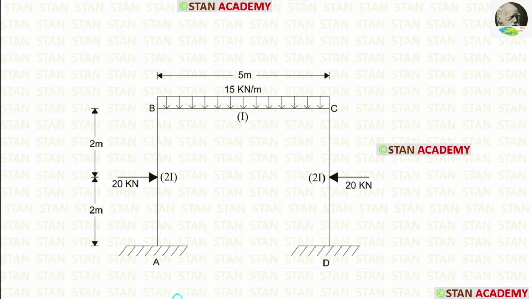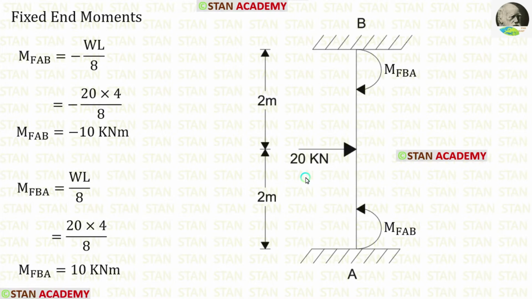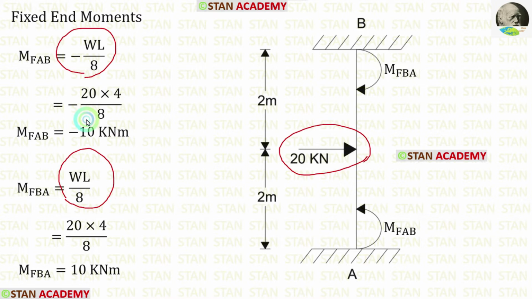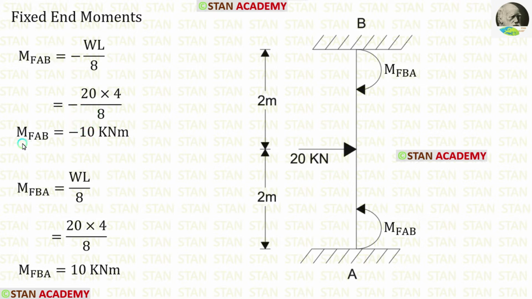Now let us find the fixed end moments. In the column AB, there is a point load 20 kN acting in the center. The formula for the fixed end moments are minus WL upon 8 and positive WL upon 8. Using the formulas, we can find the fixed end moments M of AB and M of BA.